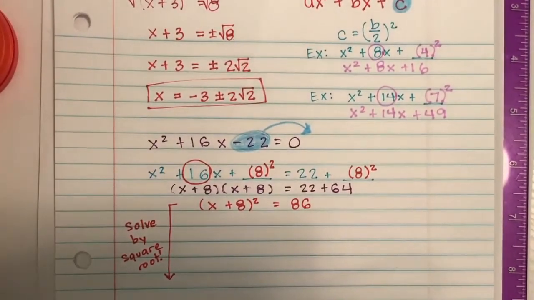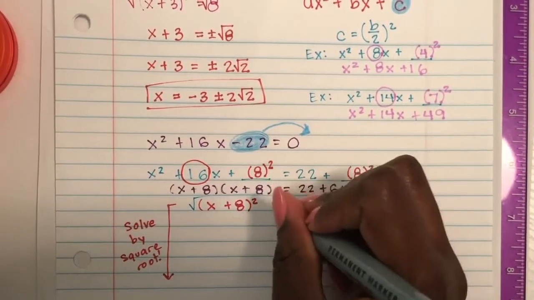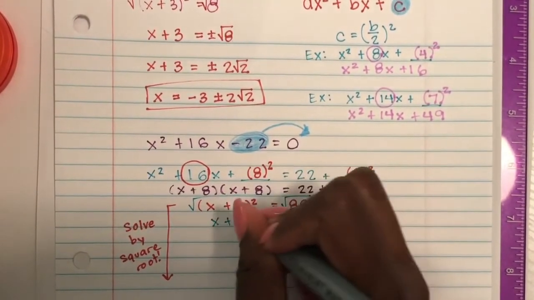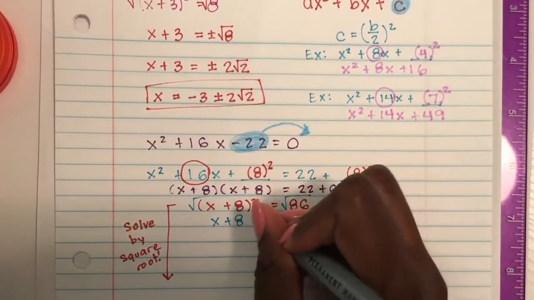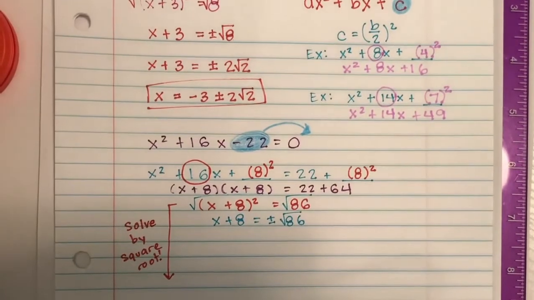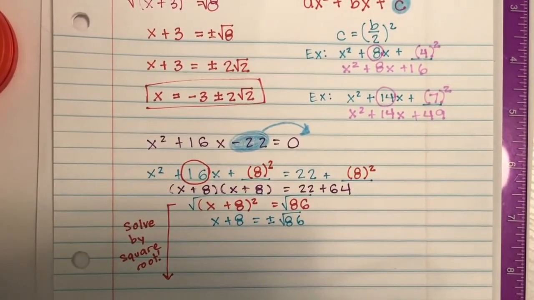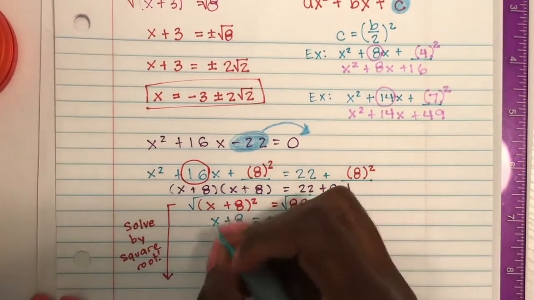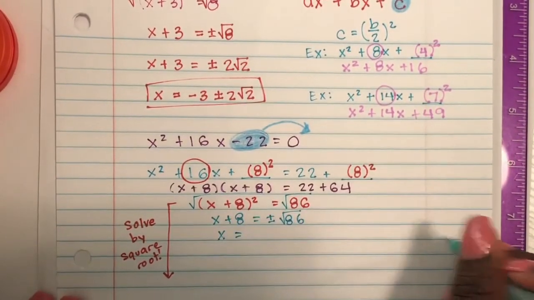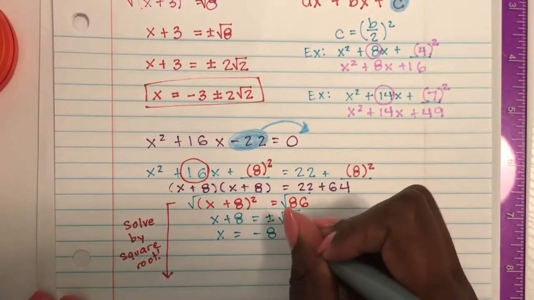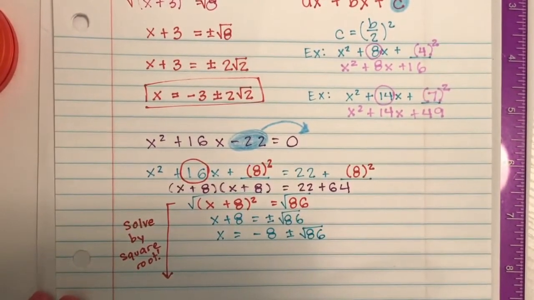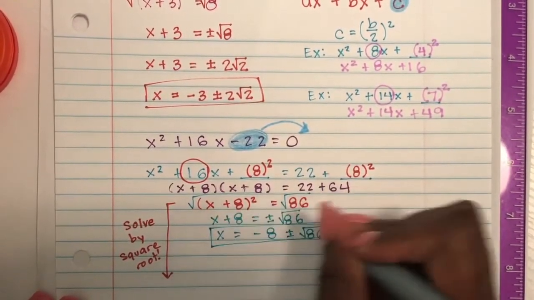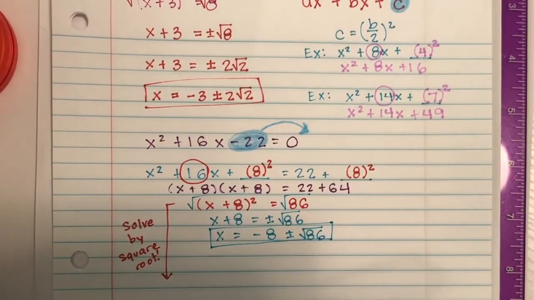So to solve by square root, we just take the square root of both sides. So this will be x plus 8. And the right side will be plus or minus square root 86. Now, we cannot break down or simplify the square root of 86. So I'm just going to continue from there and subtract an 8 from both sides. And remember, we always want plus or minus at the very end of our answer. So these are our two answers. We've got negative 8 plus square root of 86 and negative 8 minus square root 86.